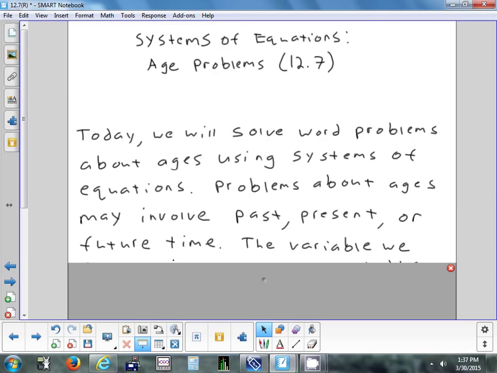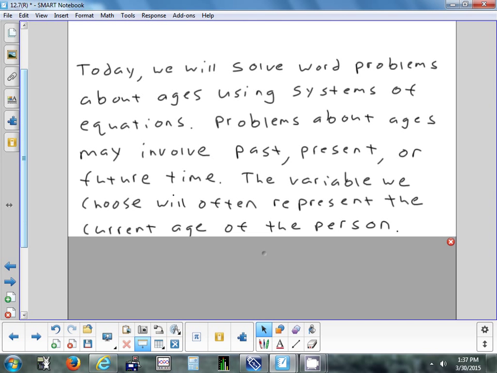Okay, so as I just said, problems about age can involve past, present, or future. Each word problem is going to involve at least two of these. Present is always in the word problem. Whether it's past or future, well, we'll see when we do the problem.